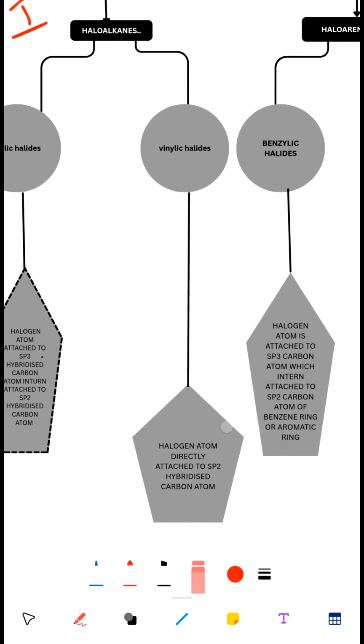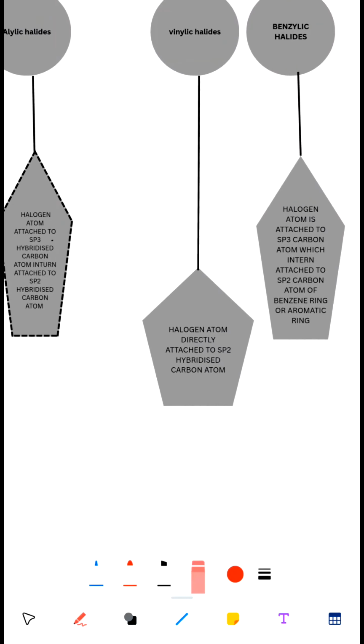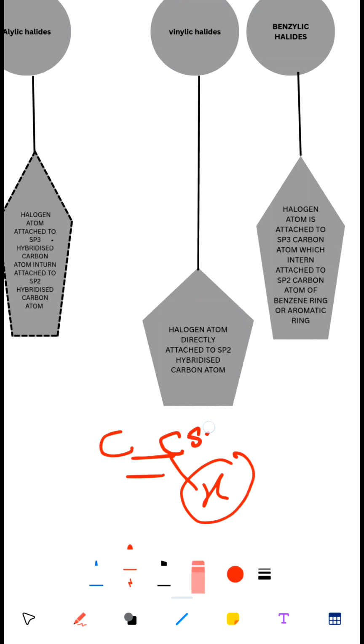Now let us understand about the vinylic halides. If you understand allylic halides, this is very simple, where your halogen atom will be attached directly to an sp2 hybridized carbon atom. No sp3 hybridized carbon atom. For example, in this example, this is a halogen atom which is attached to a carbon atom which is an sp2 hybridized carbon atom. See, 1, 2, 3, another bond will be there, 4. So it has been attached to a double bond, therefore it is an sp2 hybridized carbon atom. Therefore it is called vinylic halides.